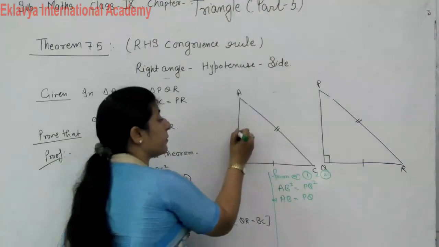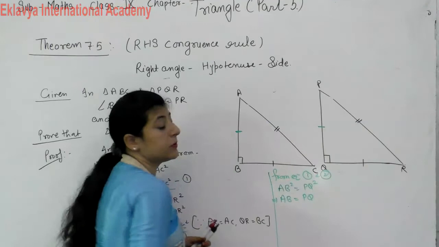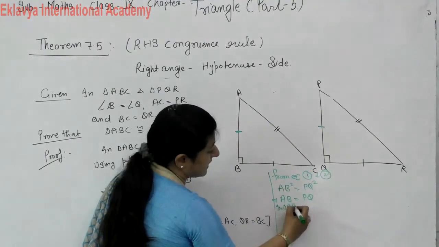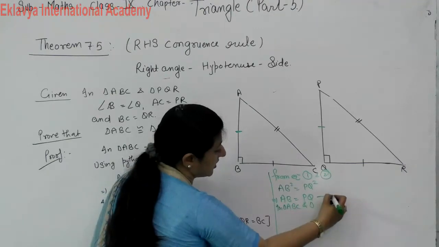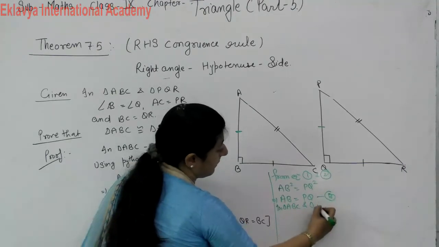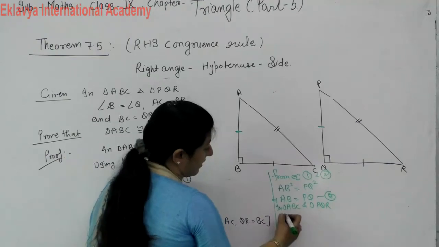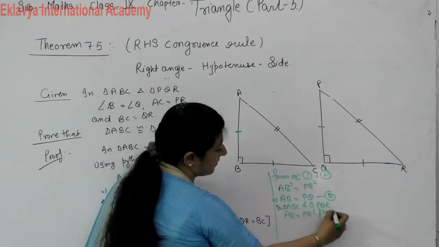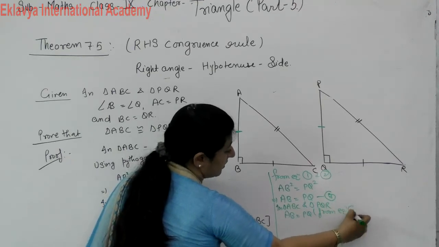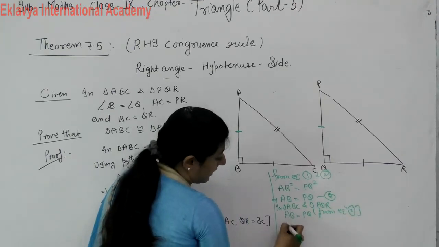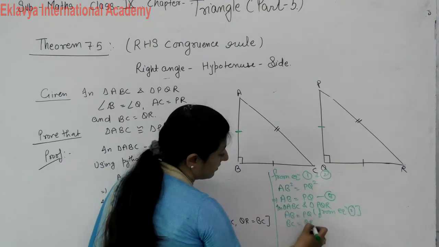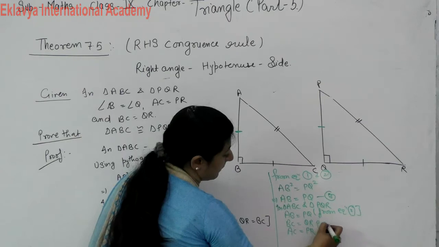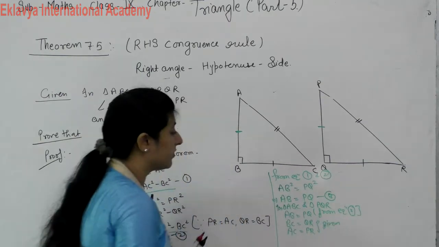It means we prove that AB is equal to PQ. Now take two triangles. In triangle ABC and triangle PQR, AB is equal to PQ from equation third, BC is equal to QR, AC is equal to PR. These are given. So by which rule?